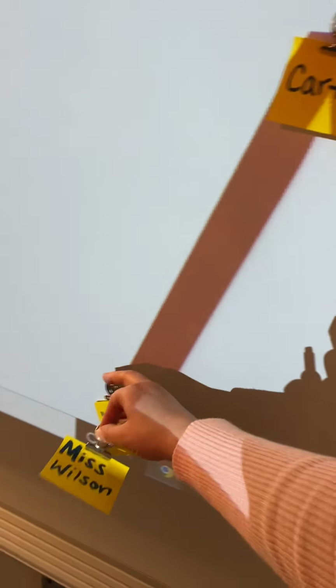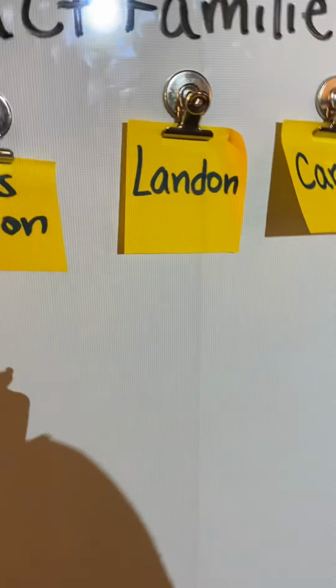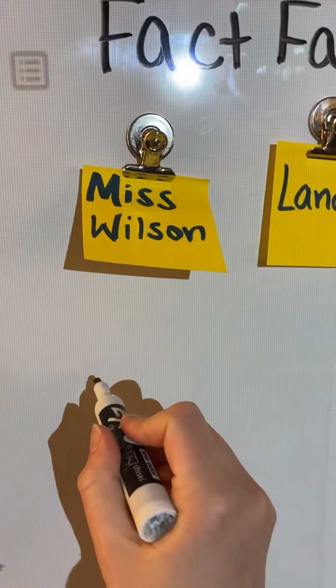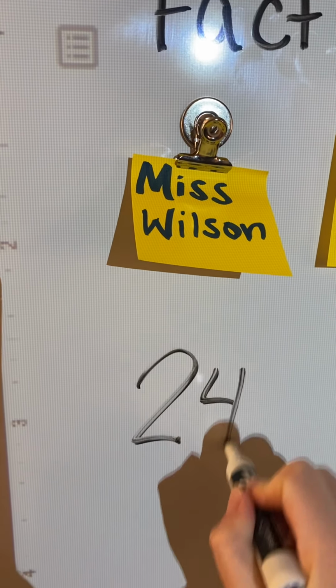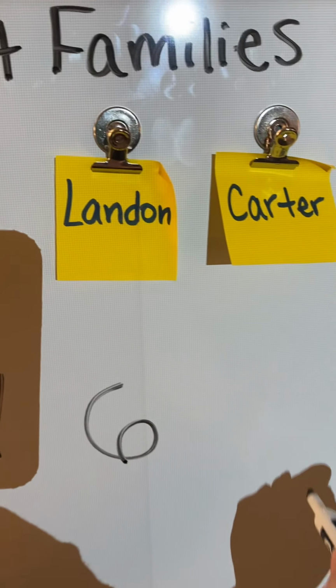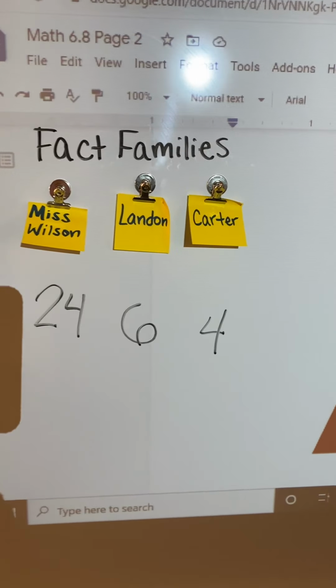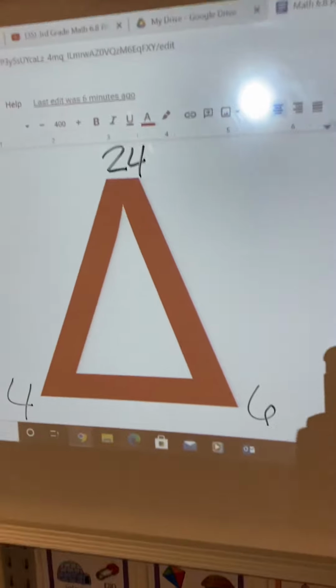So let's pretend these are numbers. Okay, let's say that we'll go with my age. I am the number 24. Landon, you are the number 6. Carter, you are the number 4. Okay, so if we think about that, we can say 24, 4, and 6. So here will be our fact family, okay?